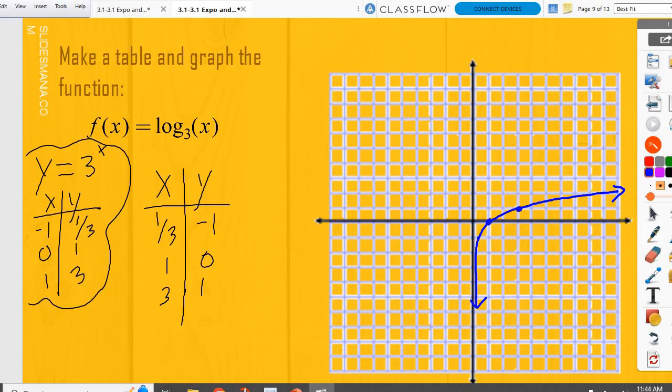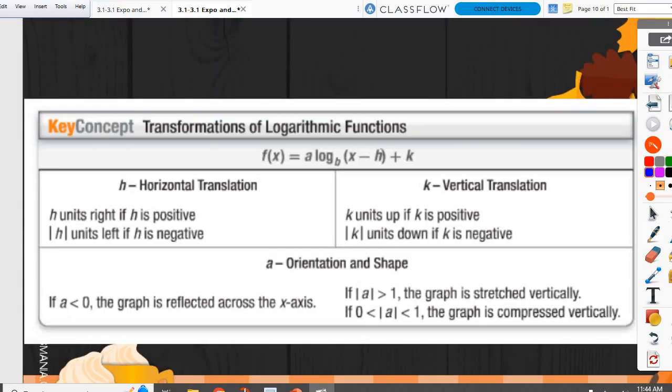Alright, so then our last thing to look at is same thing with our exponentials. We have transformations with our logarithms. Still A's, H's, and K's. So stuff on the inside of the logarithm still moves it left and right. Stuff on the outside of the logarithm moves it up and down. And if it's being multiplied, that's either going to stretch or compress it or flip it if it's negative.